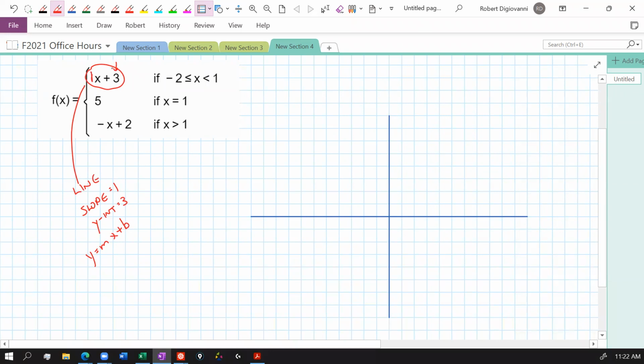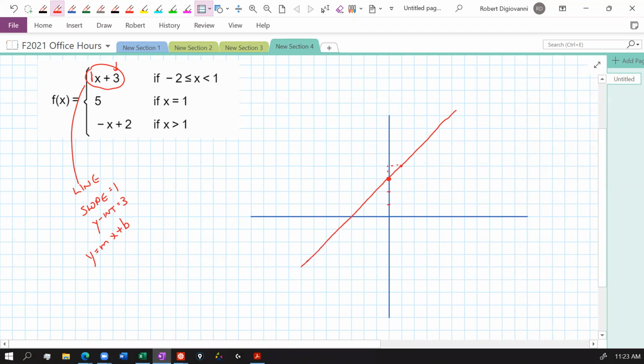So if I were graphing this whole line, I would go to a y-intercept of 3, 1, 2, 3. I would put a dot here. Then it would have a slope of 1, so that means up 1, over 1. And then I would draw a straight line connecting these together like this.